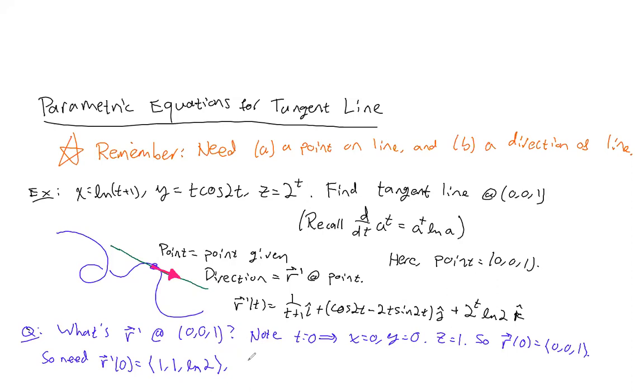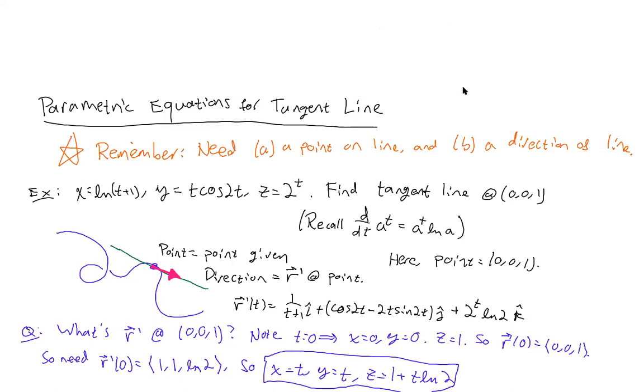So the upshot of all of this is we have x equals now 0 plus 1 times t, so x is t. Y is again 0 times 0 plus 1 times t, so y equals t. And z is 1 plus t times ln 2. I claim that that is the tangent line at that point. Now let's see if we're right about this.